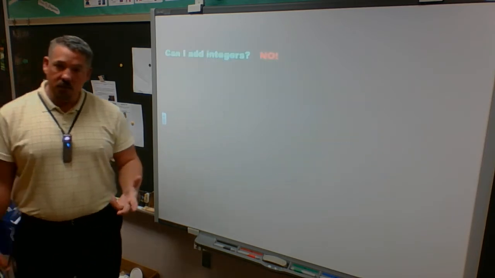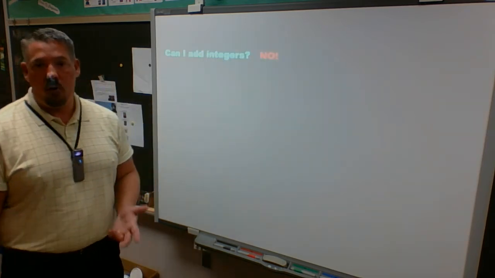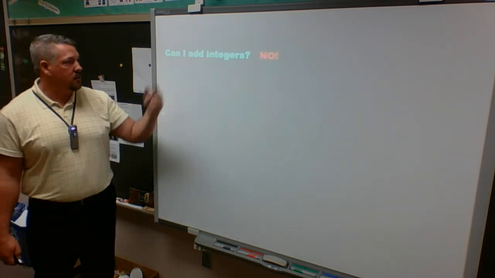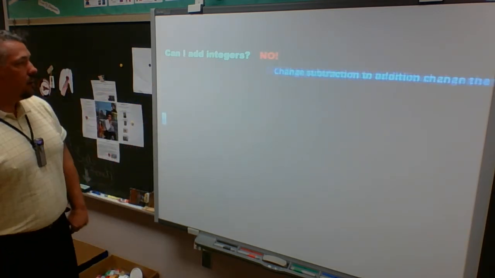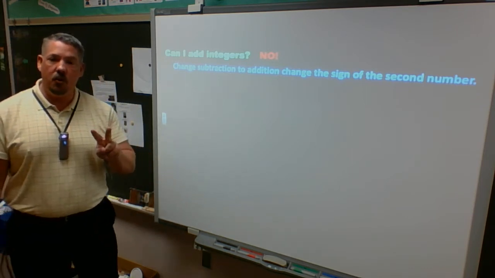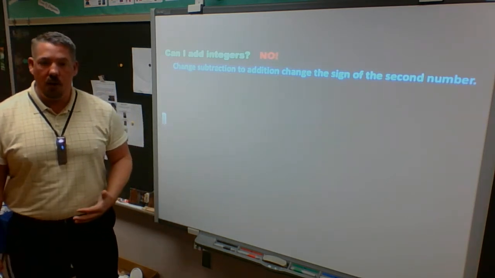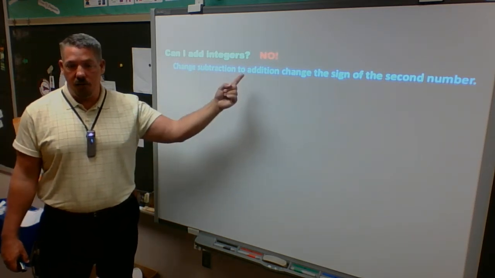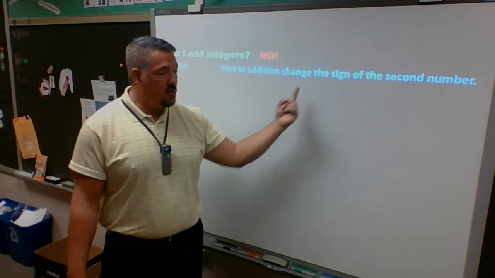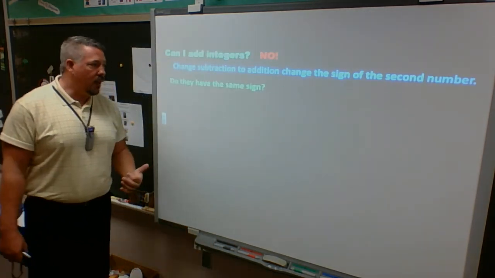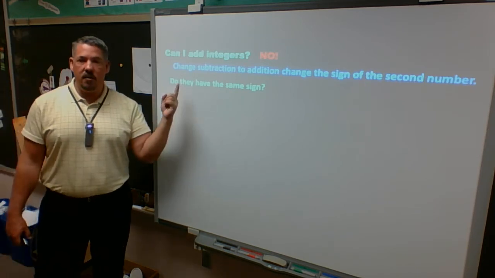Now the subtraction is where it gets a little bit more difficult. Because when we ask if I can subtract integers, I should say subtract and not add. The answer is no. So I have 2 steps that I have to do before I do any math. I have to change my subtraction to addition, and then I have to change the sign of the second number. Once I've done that, then I have addition again.